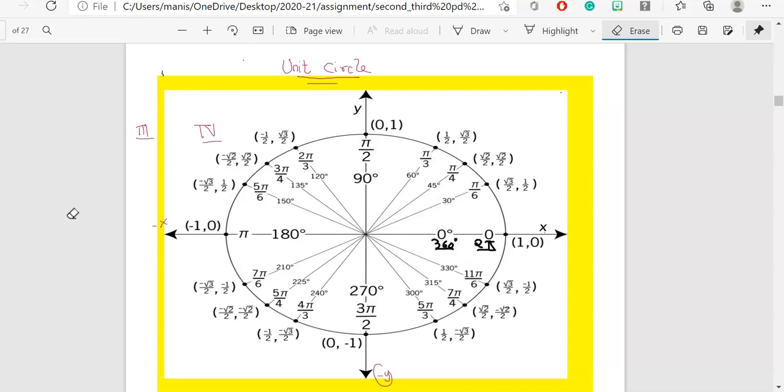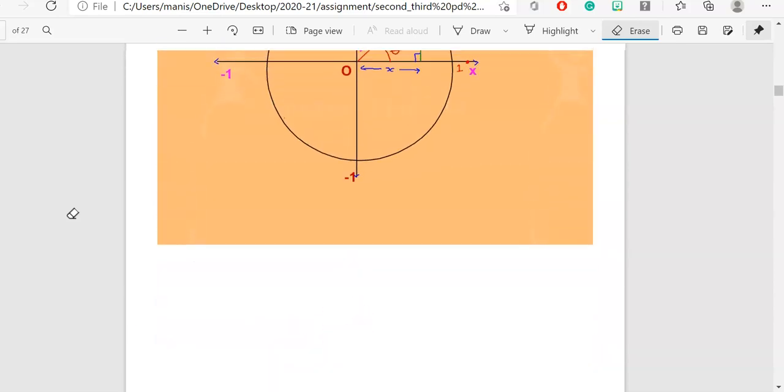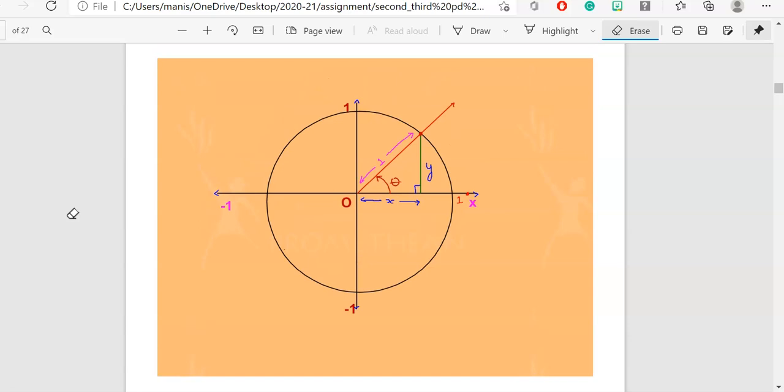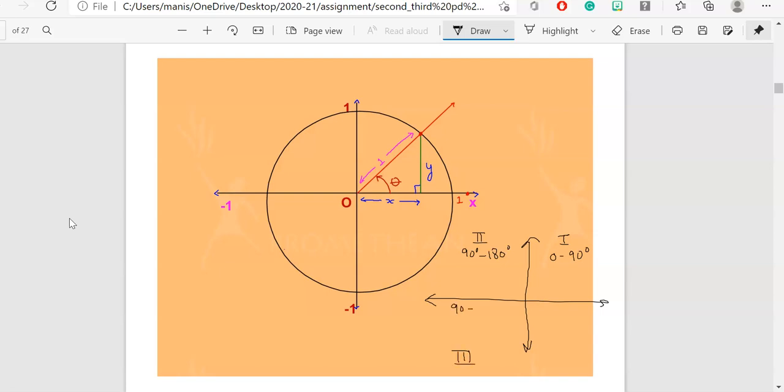So what I will do is go back to this page, where I have some extra space. I will do this part over here. First of all, I will draw it. Here you go. This is my y-axis and this is my x-axis. This is my first quadrant, which is 0 to 90 degrees. This is my second quadrant, 90 to 180 degrees. This is my third quadrant, 180 to 270 degrees. And this last one is my fourth quadrant, 270 degrees to 360 degrees.